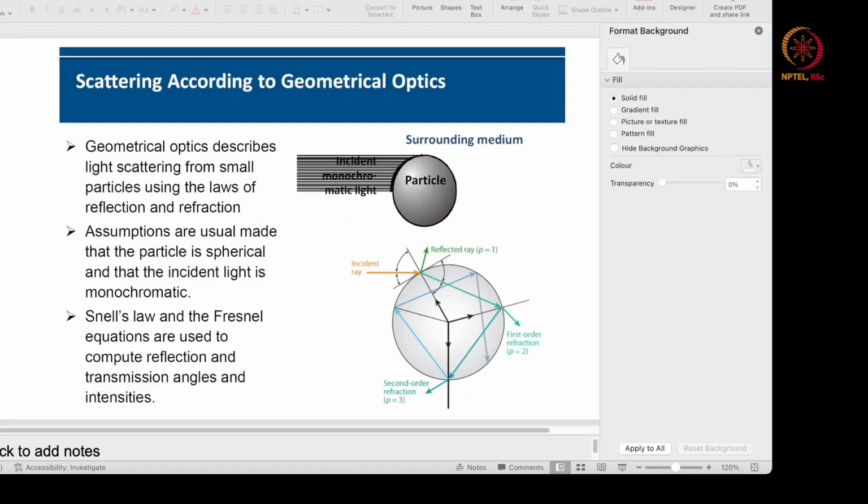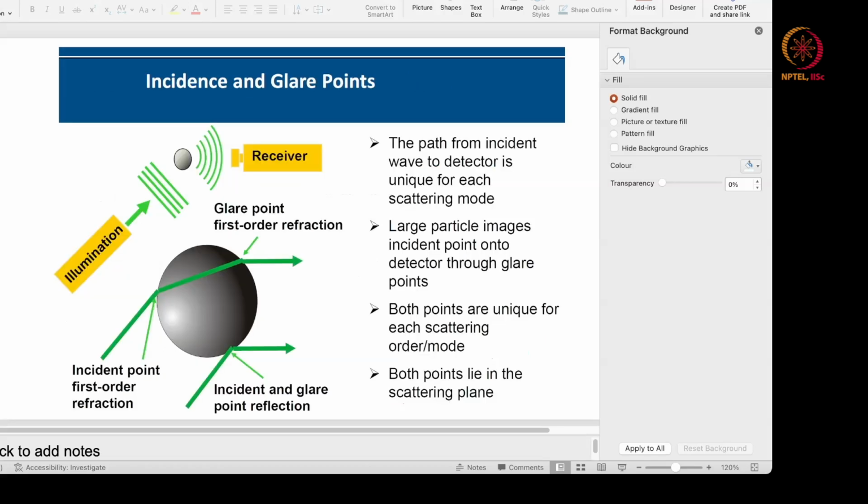All right. So in this particular talk, we are going to talk about scattering. Remember, previously we did a lot of work on the Fresnel equations and on the incidence and glare points, right? And we said that this is the incident and the glare point of first order refraction, and this is the incident and the glare point of reflection.